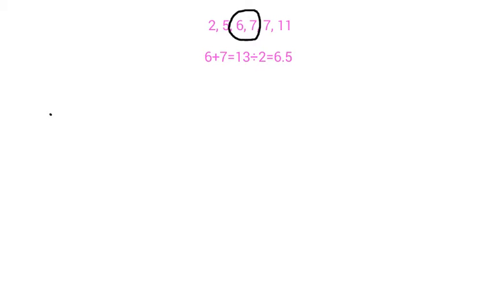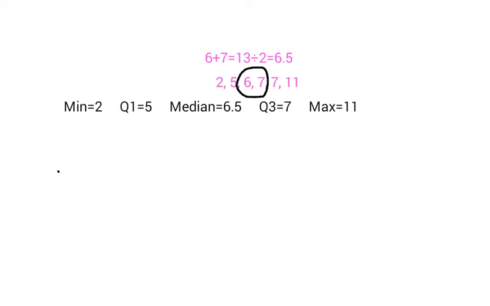So our quartile 1 is the middle term between 2 and 6, which is 5. Our quartile 3 is the middle term between 7 and 11, which is 7. Our minimum is 2, and our maximum is 11. So we now have our 5-number summary. Minimum is 2, quartile 1 is 5, median is 6.5, quartile 3 is 7, max is 11, and our IQR, our interquartile range, is 2.